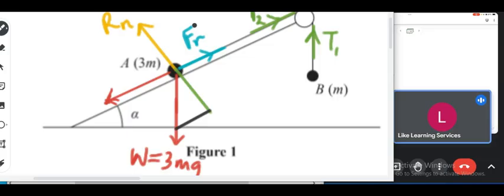Why are we resolving it into two components? Because the motion is parallel to the plane. Can you see the motion parallel to the plane, right? This weight is not in the axis of the motion. It needs to be resolved. Let me explain properly. Are you ready again? Yes. The normal reaction doesn't need to be resolved.